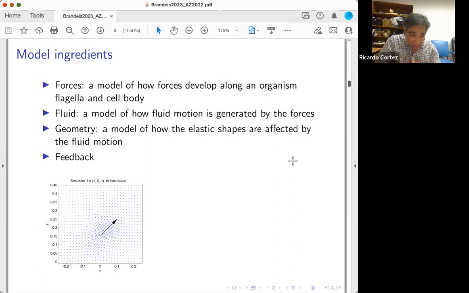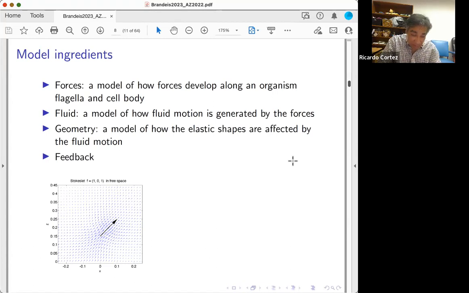There will be some elasticity. The flagella will be flexible, and so there's a geometry involved in how this is affected by the fluid motion and how this all feeds back. When the geometry changes, typically the forces will change, because forces might be connected to curvature, for example. New forces develop that create different fluid motion, and the fluid moves the organism. That's the feedback mechanism.